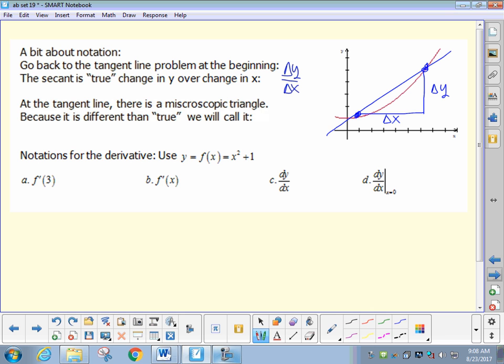At the tangent line, however, let's say it's right in here. Here's the tangent line. Now we said it's a fundamental truth of math. You can't draw a single line through one point. So although it doesn't look like it, there is a microscopic triangle here. There is a tiny little triangle. If you zoomed in, there's the smallest possible triangle here.